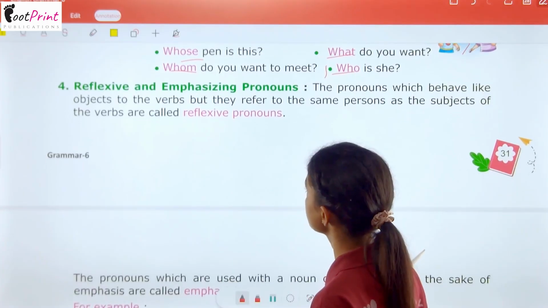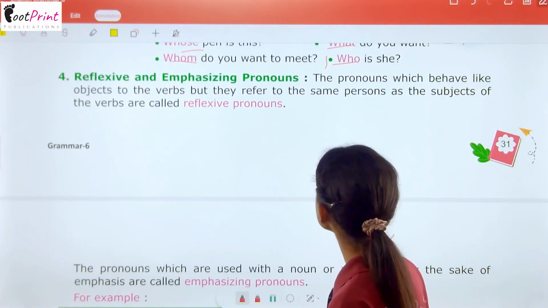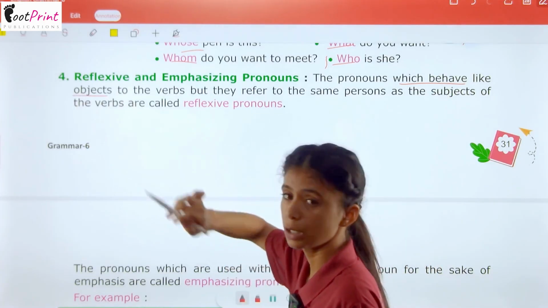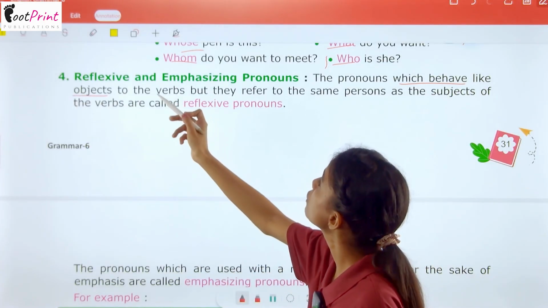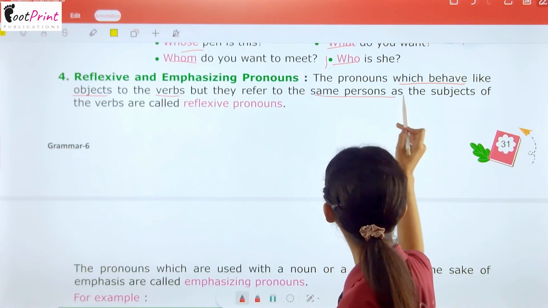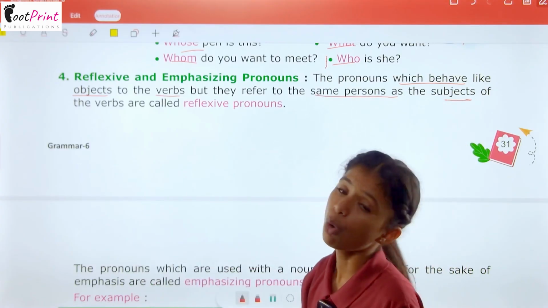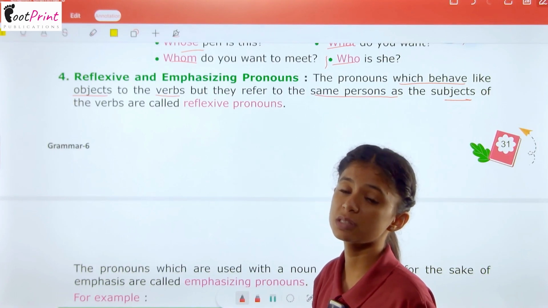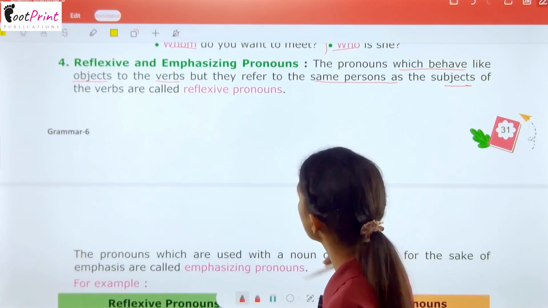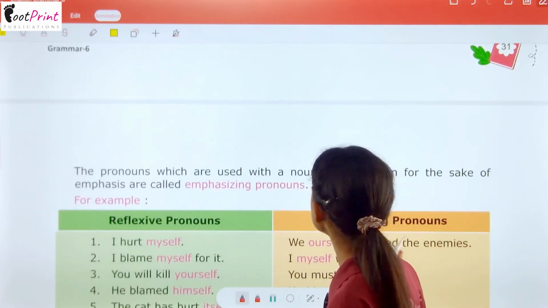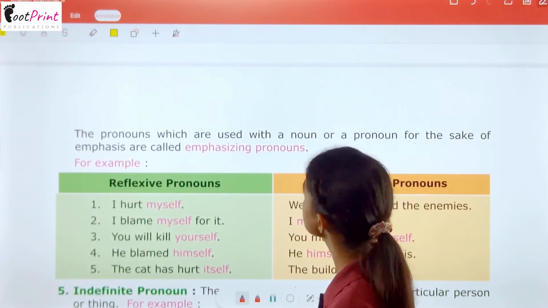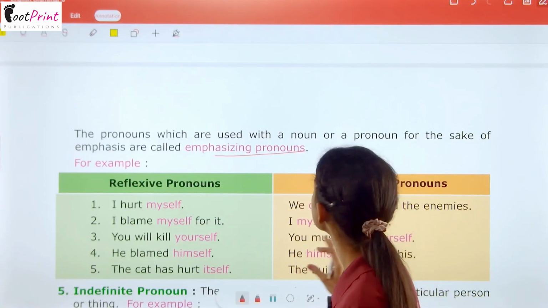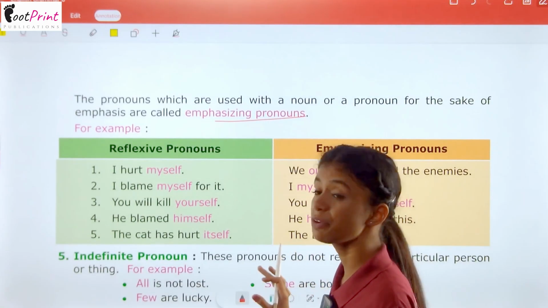Next we have reflexive and emphasizing pronouns. What are these pronouns? They are pronouns which behave like objects to the verbs, but they refer to the same person as the subject of the verb. Although they behave like objects, they are referring to the same person that was our subject. They are called reflexive pronouns. The pronouns which are used with a noun or pronoun for the sake of emphasis are called emphasizing pronouns.